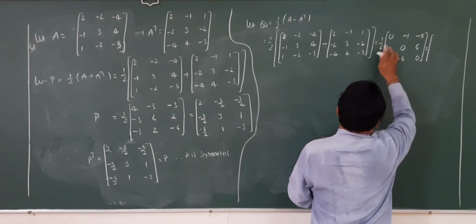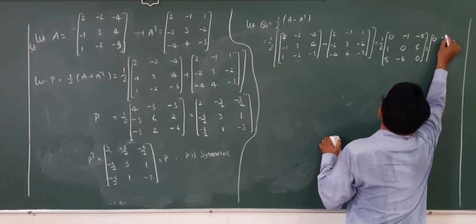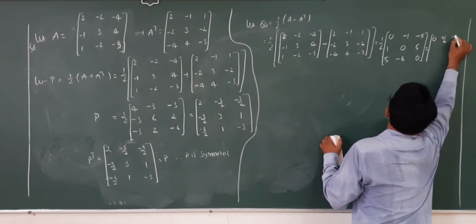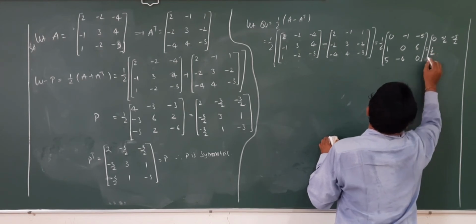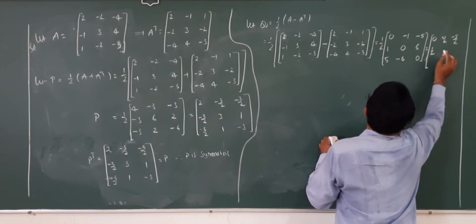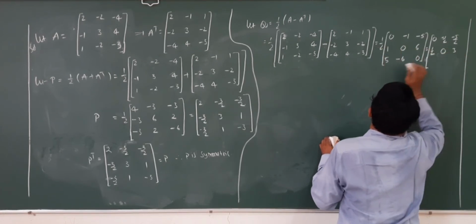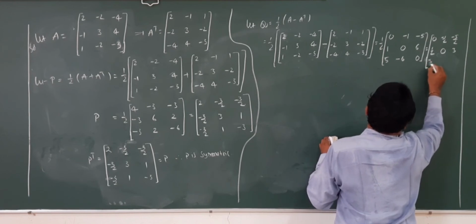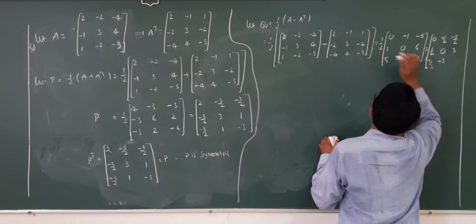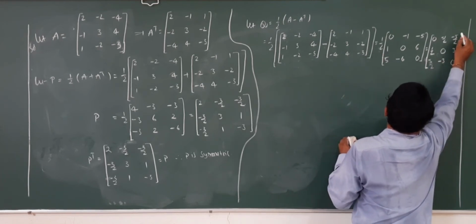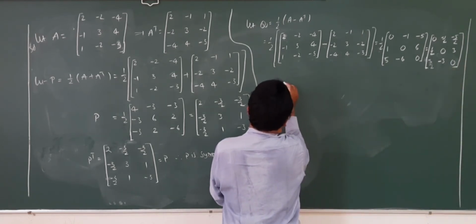So on multiplying with 1 by 2, 0 into 1 by 2 value is 0, and this value is minus 1 by 2, and this value is minus 5 by 2, and 1 into 1 by 2 is 1 by 2, 1 by 2 into 0, 0, 1 by 2 into 6, the value is 3, and 1 by 2 into 5, the value is 5 by 2, 1 by 2 into minus 6, the value is minus 3, 1 by 2 into 0, the value is 0. That is the Q matrix.